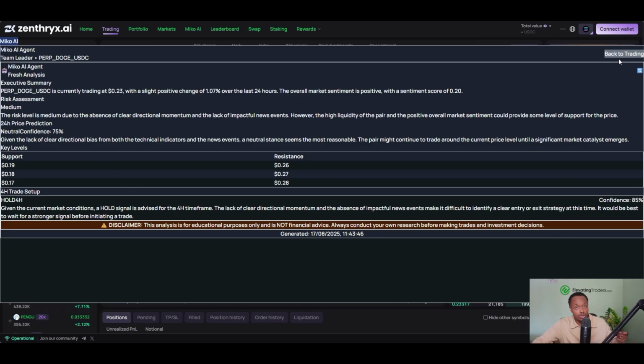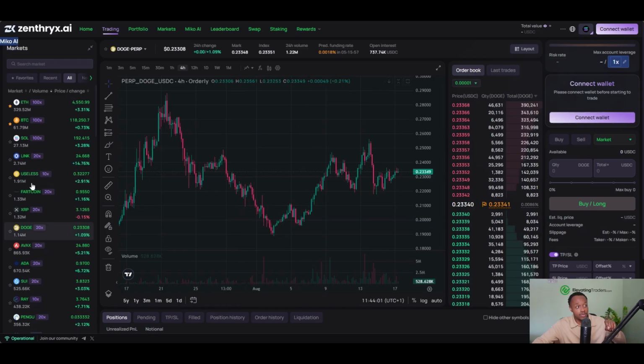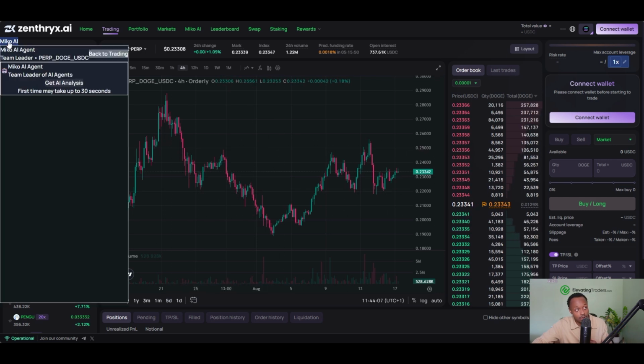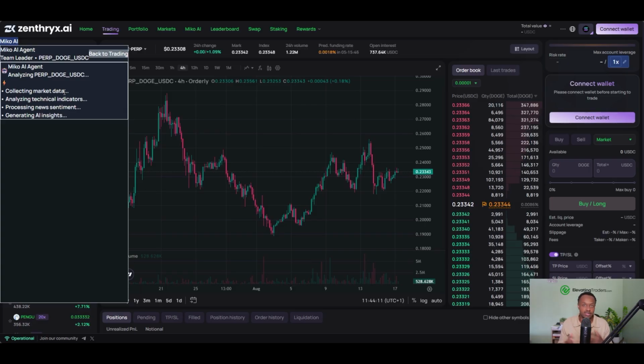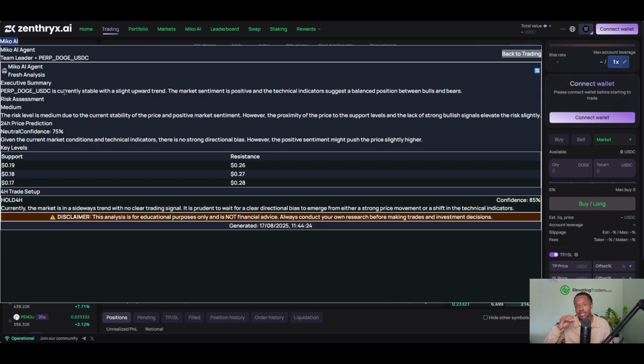So if we quickly go back, because I want to show you that you have to make sure you click the chart you want the analysis for. So I click Doge, this is the Doge chart, and then I'll click Miko AI, then Get AI Analysis. It'll take about 30 seconds to a minute to analyze, but it will spit out information regarding risk, as I said, market sentiment, support and resistance levels, and actual trading setups.